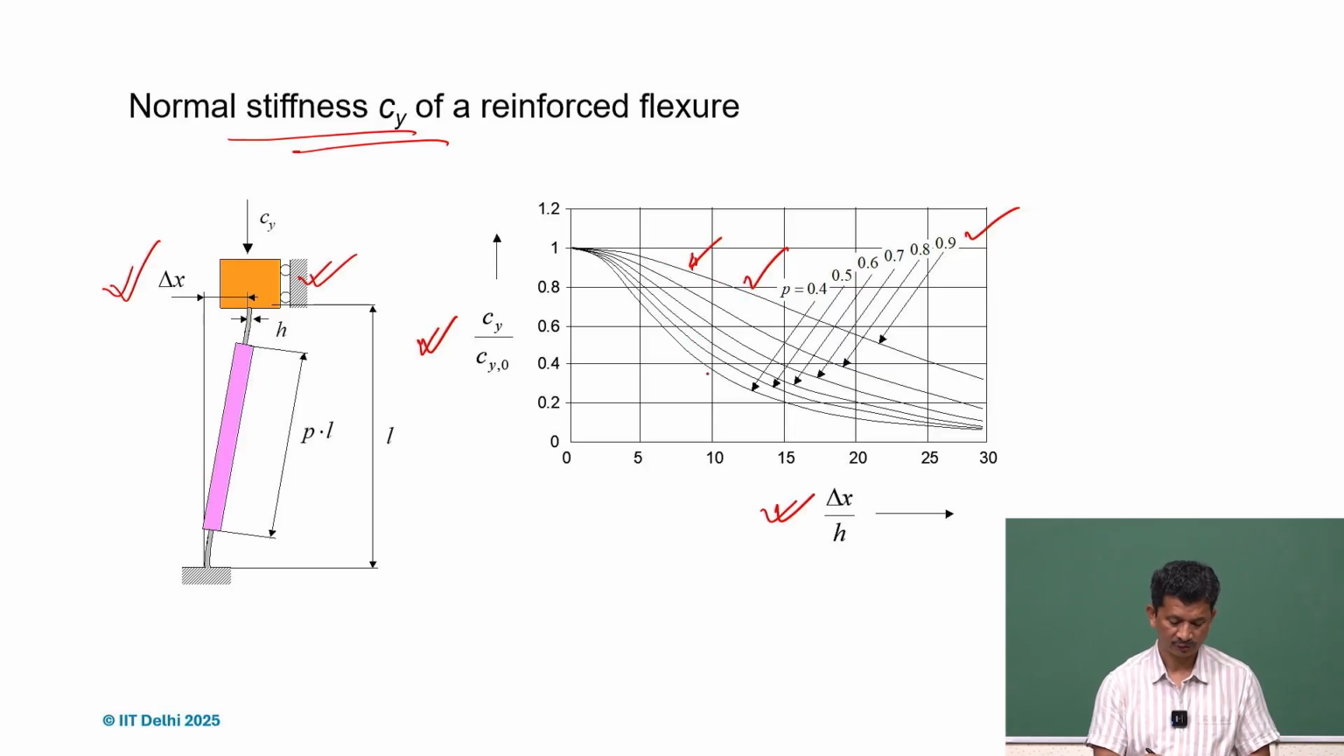And so if it's not reinforced, this is what we have, P equal to 0, it may be lower, but as we increase the reinforcement, the stiffness will be better. And that's the reason we also want to have reinforcement, so that we can get a better stiffness in the bearing directions.